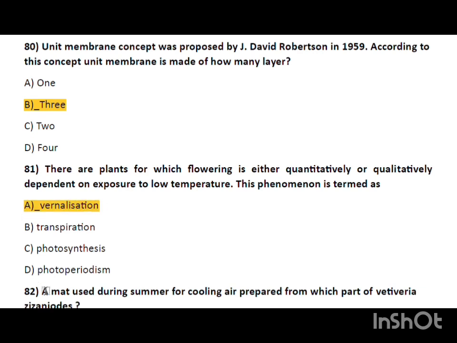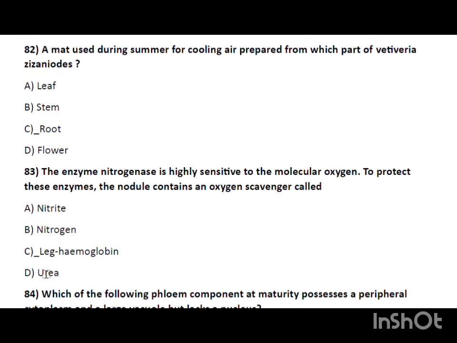Then question number 82. A mat used during summer for cooling air is prepared from which part of Vetiveria zizanioides? Option A, leaf, option B, stem, option C, root, option D, flower. The correct answer is option C, roots.